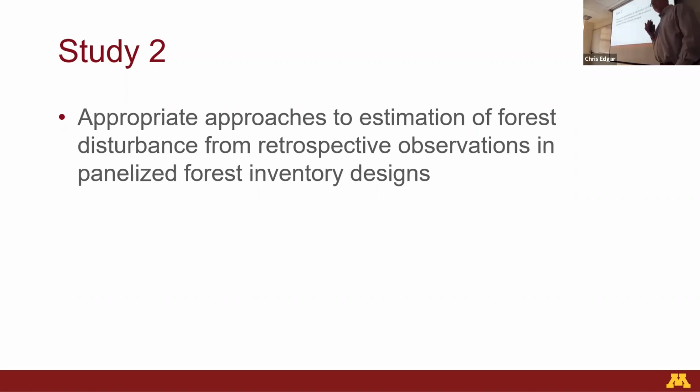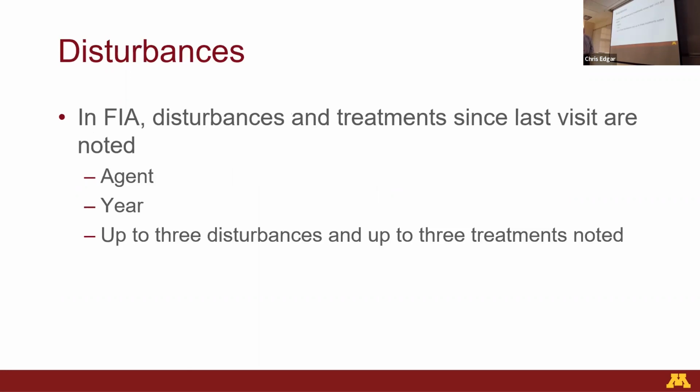And here we're talking about the timing and extent, how much area was disturbed and when did that actually occur, from retrospective observations and panelized forest inventory designs. So I'll talk about what a retrospective observation is, but I think you probably have a sense of what a panelized forest inventory design is. That's an annual design where we measure a portion of the plots every year. It's not just the United States that does that. Other countries use a very similar approach for their national forest inventories too.